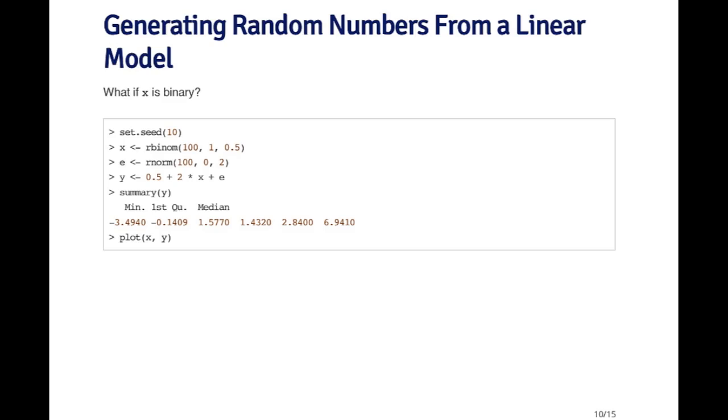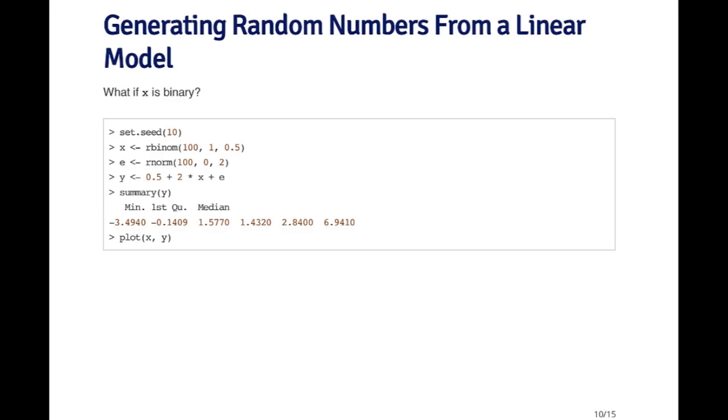So I set the seed again, and I generate 100 binomial random variables. These come from the binomial distribution, with n equal to 1 and p equal to a half. So the probability of 1 is going to be equal to 0.5. I generate 100 of those, and then I generate my normal error term, which is going to be mean 0 and standard deviation 2, and then I add them all together to produce my y.